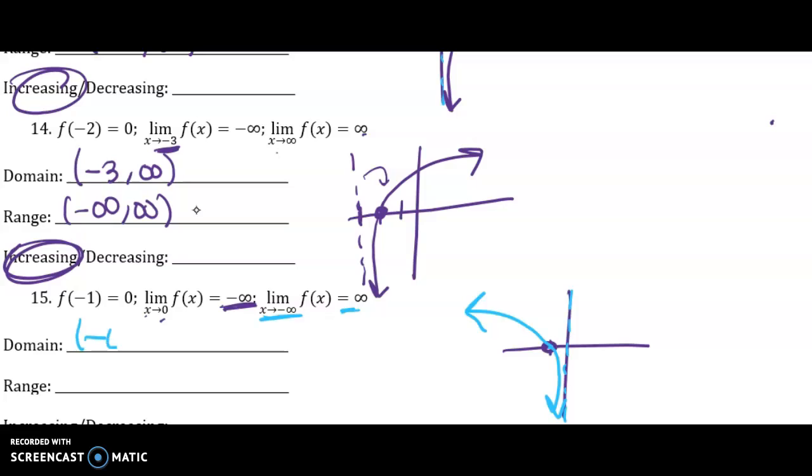So this time our domain is backwards. It's negative infinity to 0 with a round bracket, and then negative infinity to infinity. And then this graph is actually decreasing because it's generally going downhill.